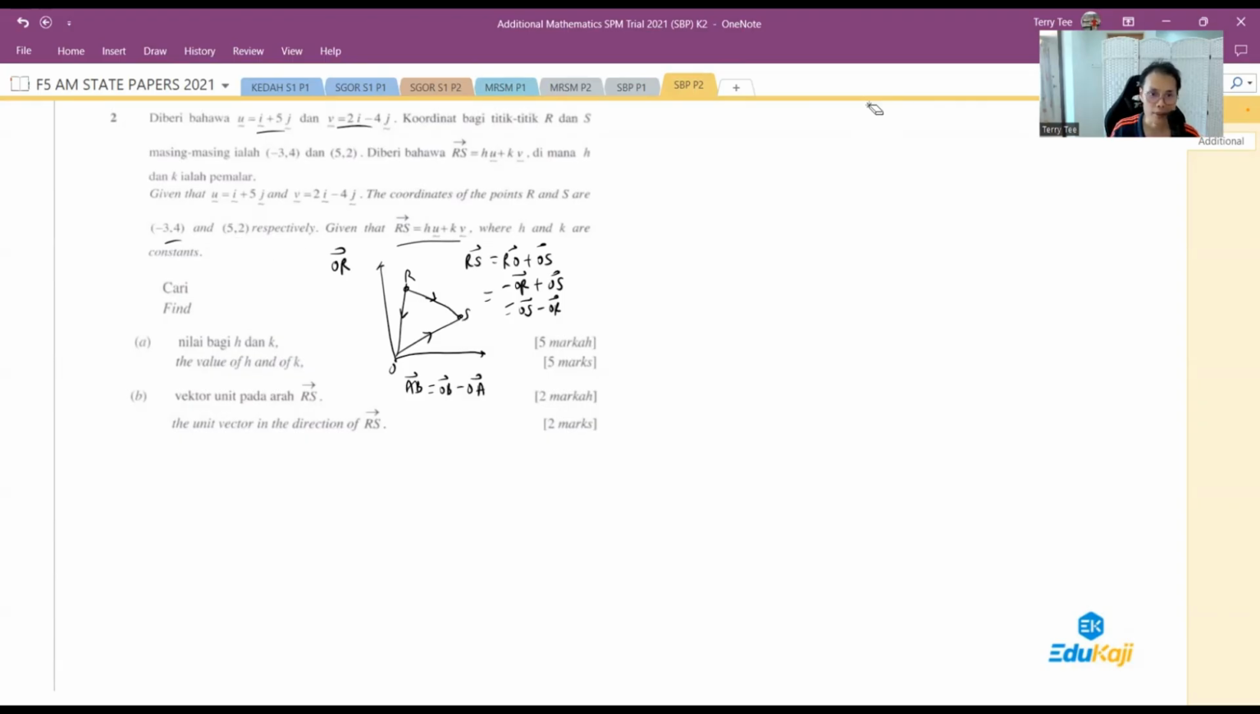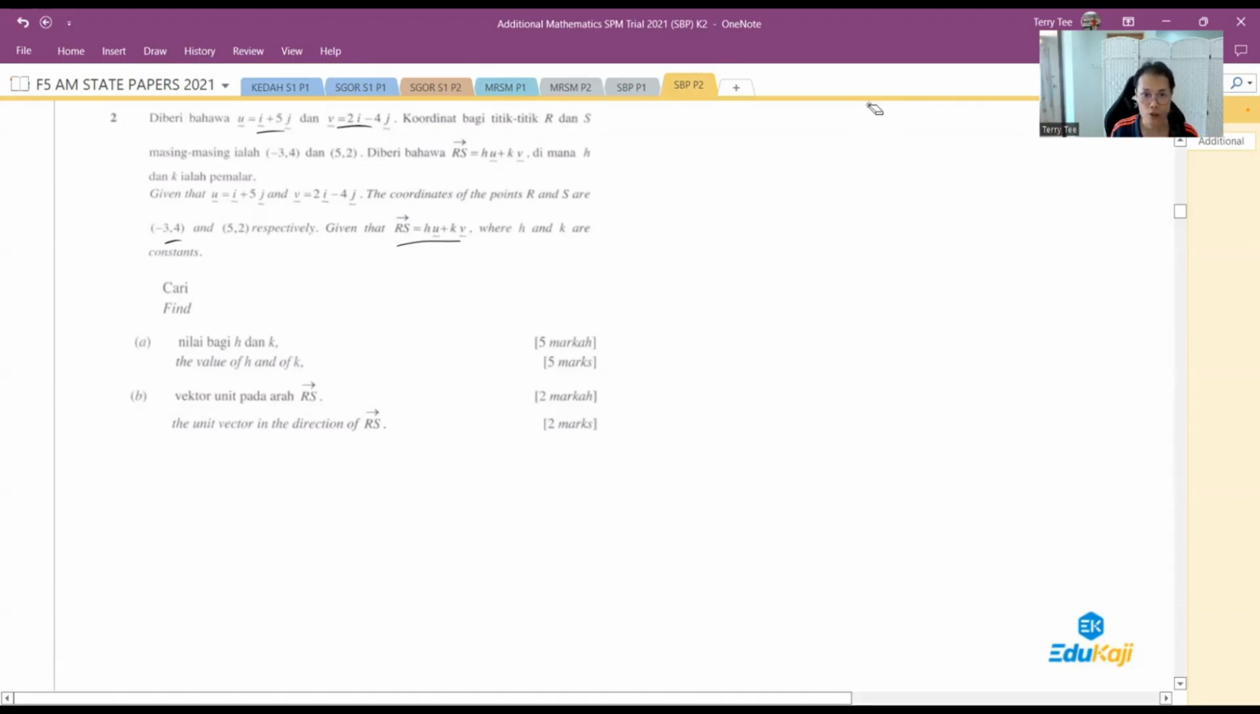I hope you are okay with this, because I'm going to use this relation straight away when I form this equation. Starting from this equation, for RS I'm going to write OS minus OR, and this is now hu. My vector u is i plus 5j. For me, I wouldn't like to write in ij form, because column vector is a lot easier, and you don't have to underline it. So I like to write (1, 5) to represent vector u. And plus k, your v is (2, -4). This is vector v.